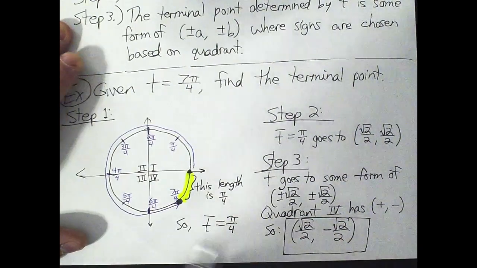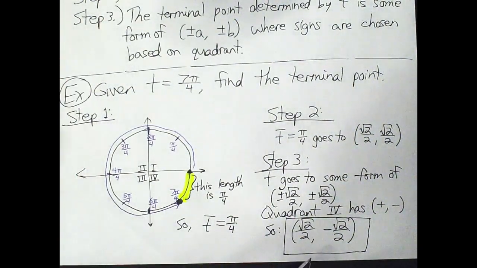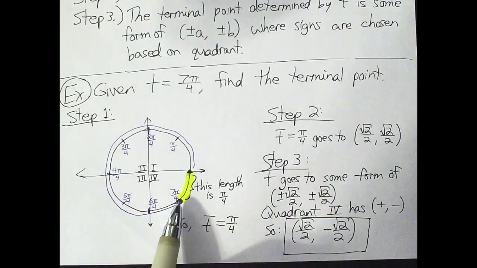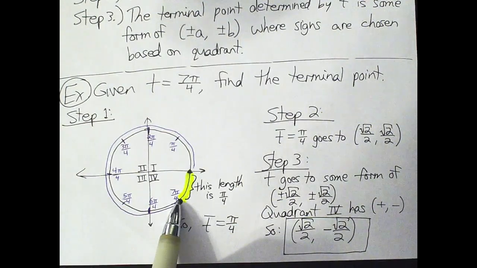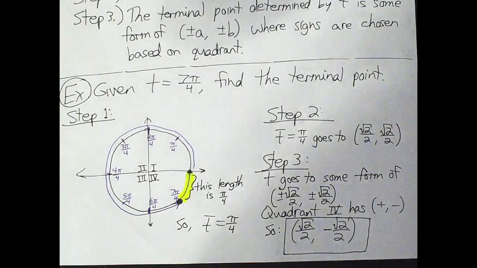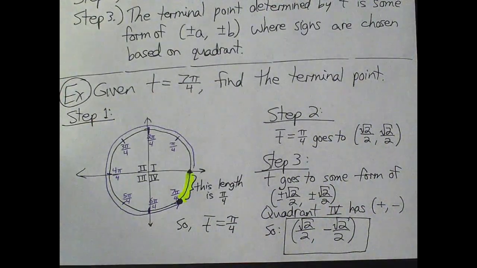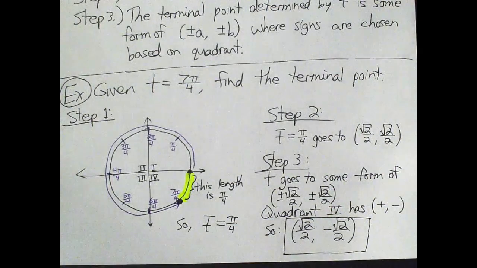You can take one last look at the picture and ask yourself, does that make sense? Yeah, I think that makes sense. Positive x value, a negative y value, square root of 2 over 2, comma, negative square root of 2 over 2. I'm going to move the page, and we'll do one more thing.